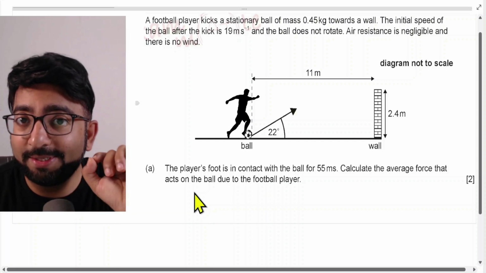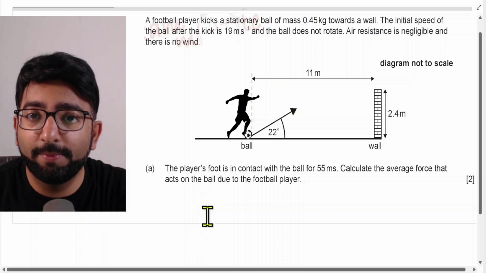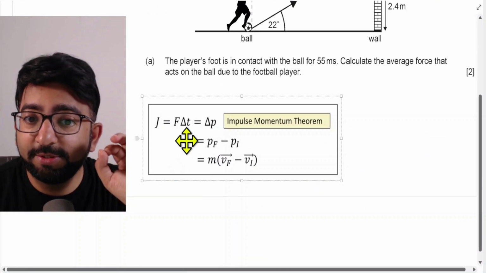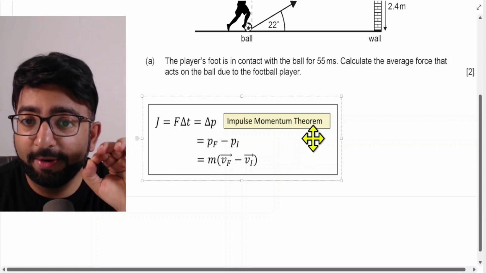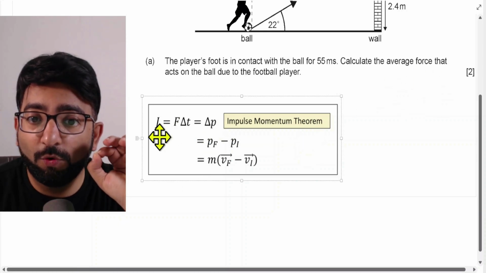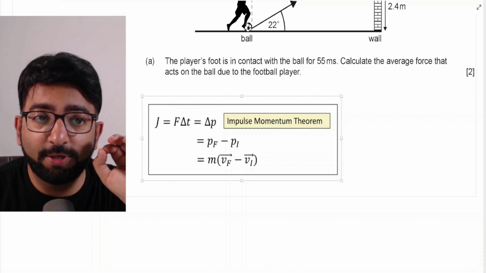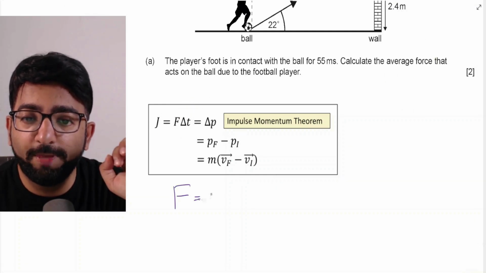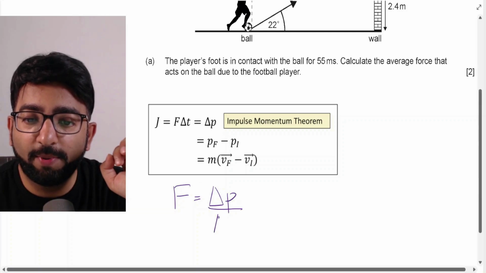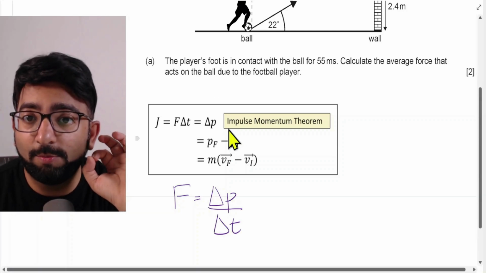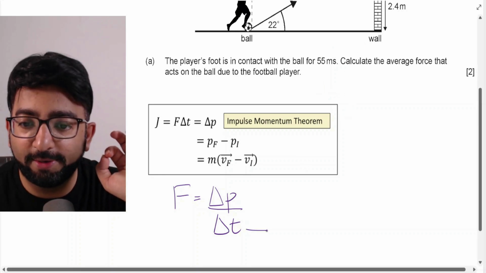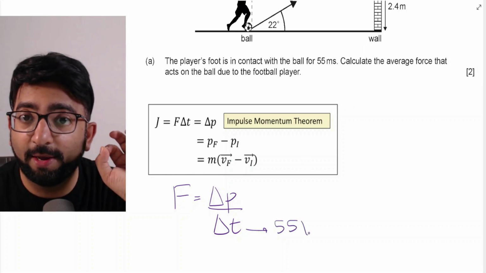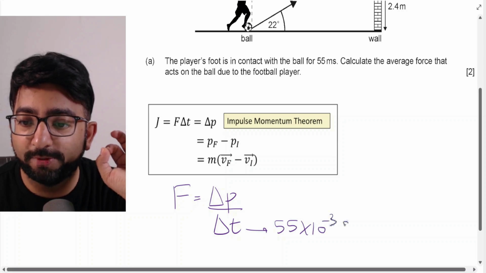The way to do this is using the impulse momentum theorem, which states that J is equal to F delta T, which is equal to the change in momentum. That's the impulse momentum theorem. Since we need to figure out the force, let us make F the subject. So force will be equal to delta P divided by delta T, where T is the time of contact, which is given to us as 55 milliseconds. So for delta T, let us write 55, and we need to convert that into seconds.